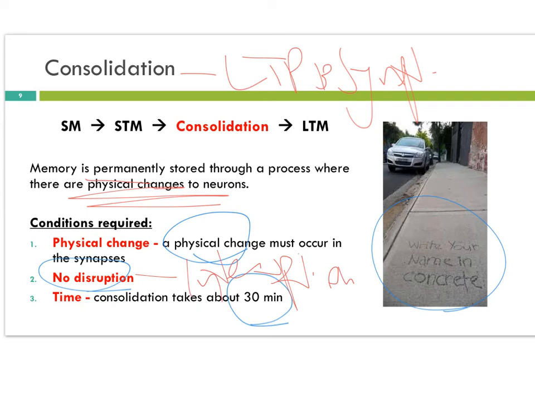So when we're talking about knocks to the head and disruption, we're talking about the fact that there's an interruption. This means that the memory trace does not form properly, or the physical changes don't form properly, and therefore you lose the information 30 minutes prior to that disruption.